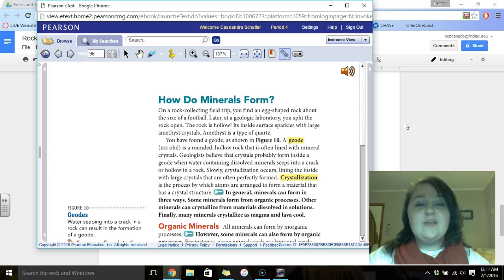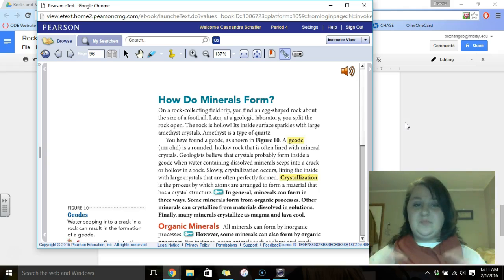Geologists believe that crystals probably form inside the geode from water containing dissolved minerals, or when water containing dissolved minerals seeps into a crack or hollow in a rock. Slowly, crystallization occurs, lining the inside with large crystals that are often perfectly formed. Crystallization is the process by which atoms are arranged to form a material that has a crystal structure.